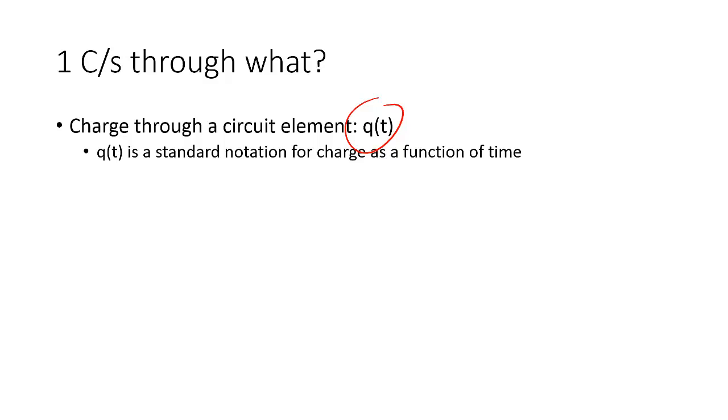So if 1 ampere of current is going through a light bulb, it doesn't flow through it differently than if 1 ampere is going through a battery. So Q of t is a very standard notation for the charge as a function of time. And now let's think about what exactly that flow might mean.